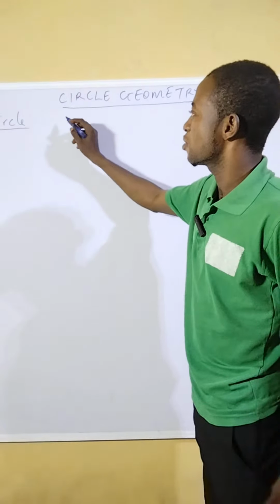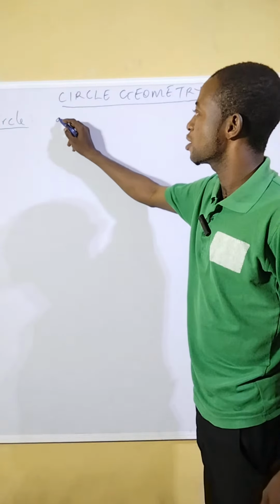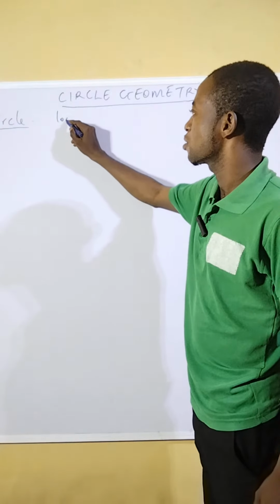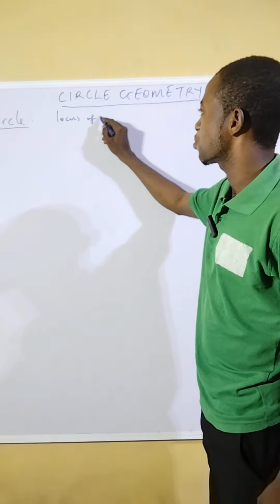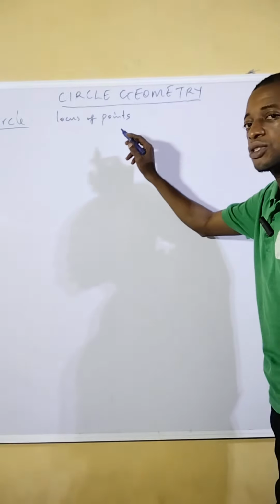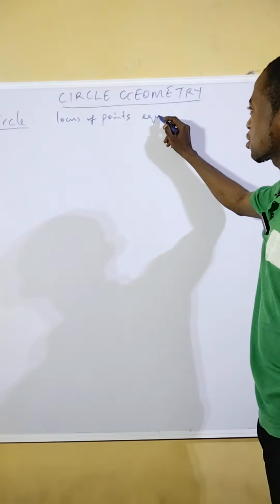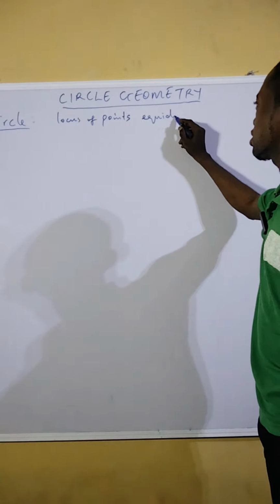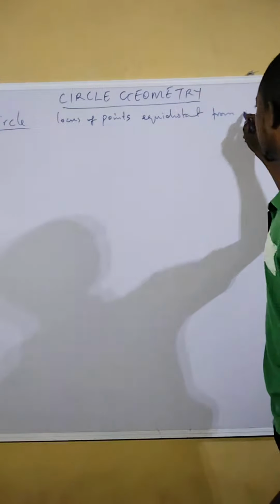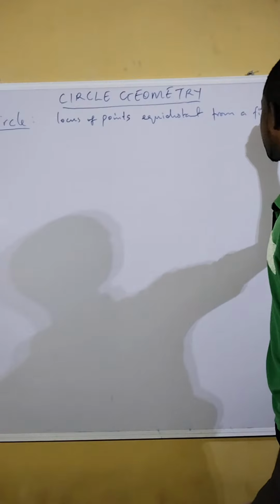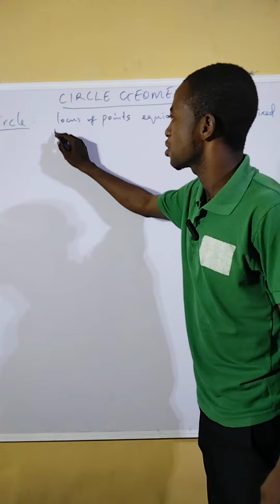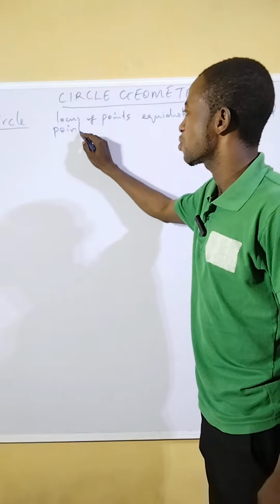A circle can be described as a locus of points which is equidistant from a fixed point. So this is referred to as a circle.